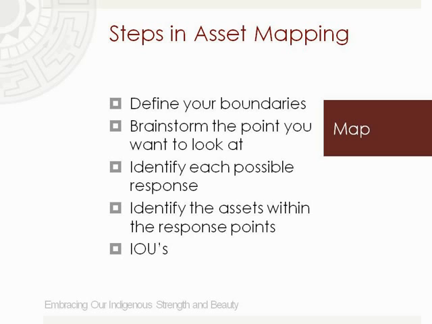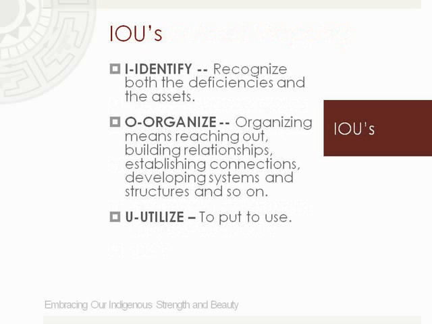And then the last point in the steps are the IOUs. And those simply are that you identify, and that connects to both the pieces that I was saying in terms of looking at the deficiencies and the assets or the resources. And then the O is organizing. As you're talking about the resources and assets that you have in the community, you want to be organizing a means to build the relationships and the connections so that you can actually strengthen the response. And then thirdly, out of the IOUs is to utilize and to put to use.